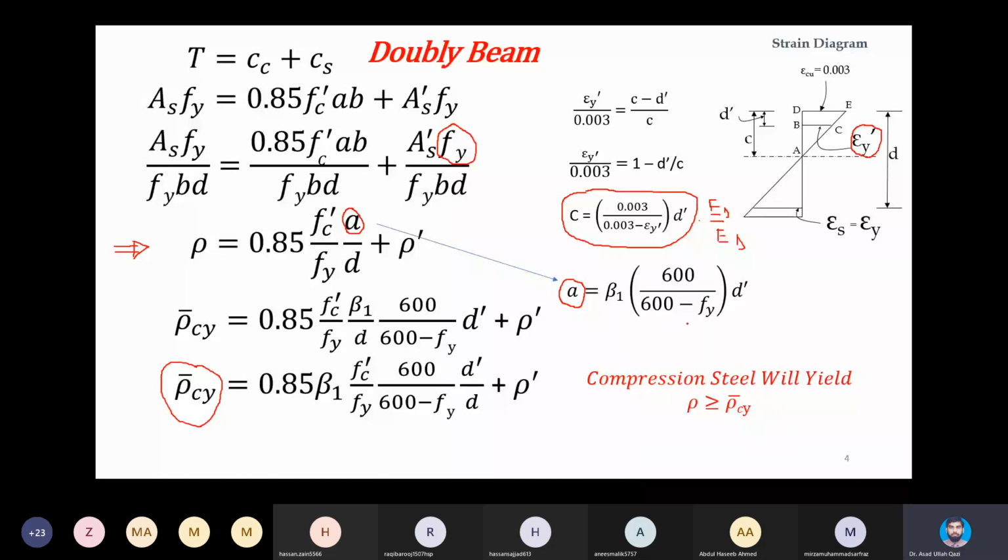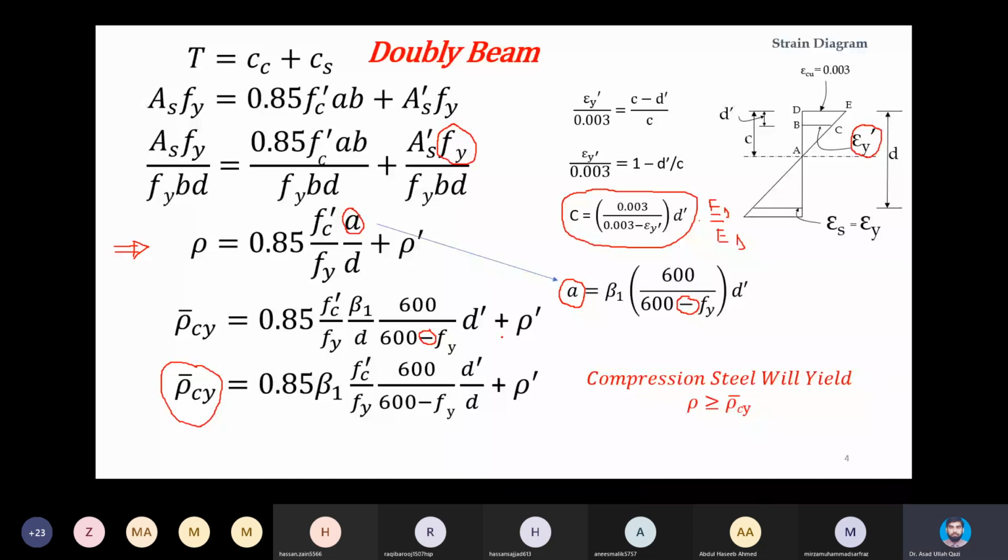Keep in mind that there is a minus sign over here. This is a very common mistake made by students: when writing this rho Cy equation, they forget that there is a minus sign over here. Just like in T beams there is a plus sign, here by derivation, when you perform the steps, you will get a negative sign over here.